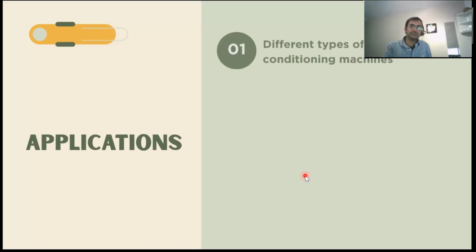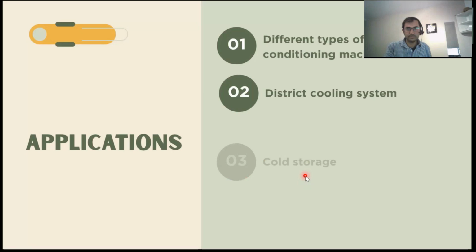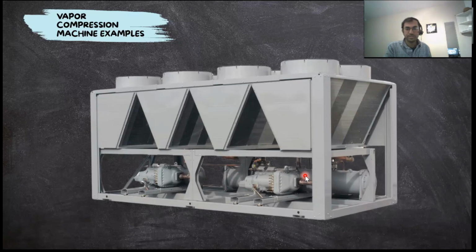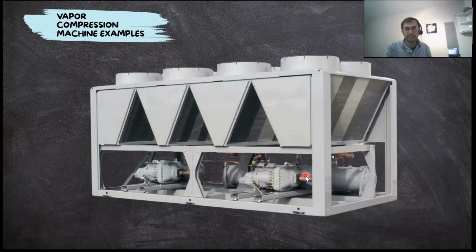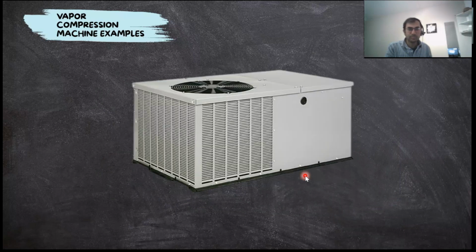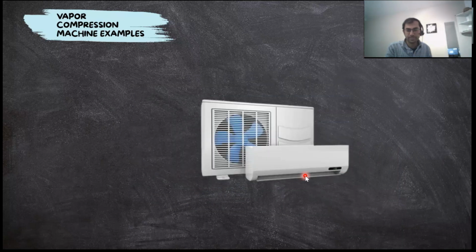Applications include different types of air conditioning machines, district cooling systems, cold storage, heat pumps, and many more. You see, this is a chiller, an air cooled chiller. We all know it, but I keep it just for information. The refrigeration cycle will be part of this. In package air conditioners, the basic root is also the refrigeration cycle. Split air conditioners we have already discussed.